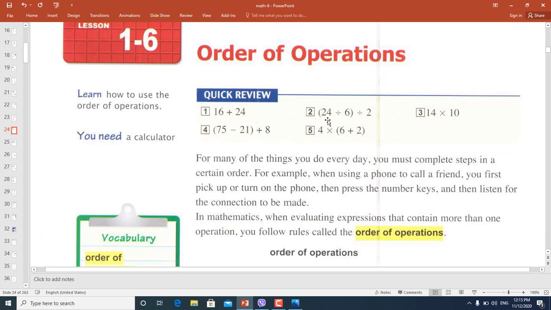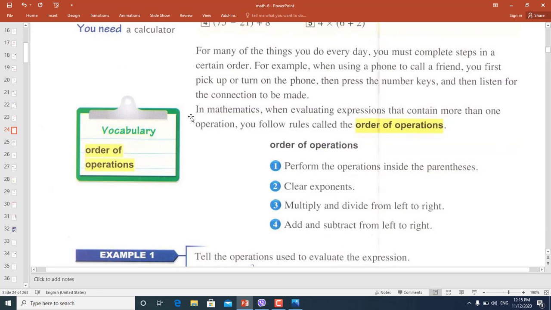That means when you evaluate any expression in mathematics, when you evaluate an expression that contains more than one operation, we follow these rules called order of operations. In the first step, we perform the operations inside the parentheses. So when you have parentheses, we solve inside the parentheses.